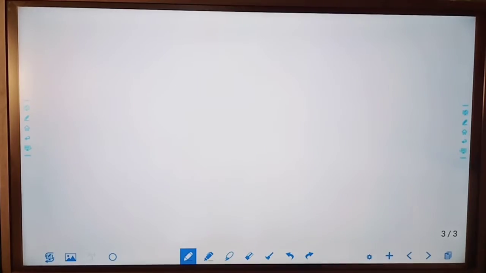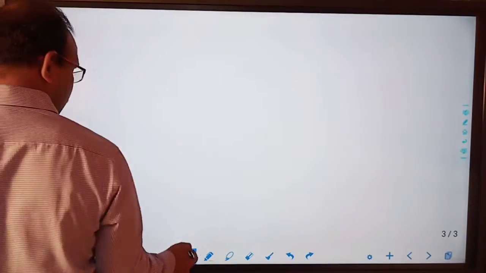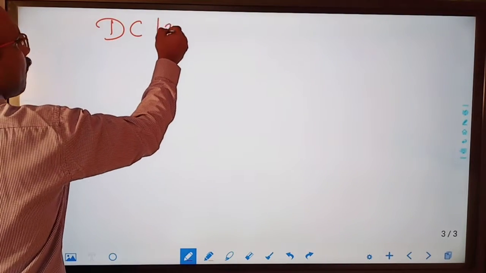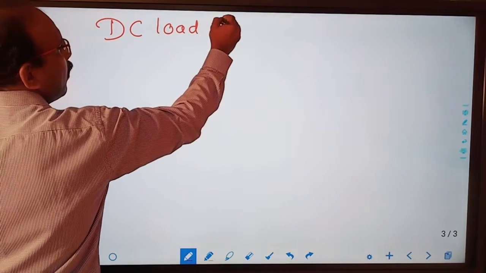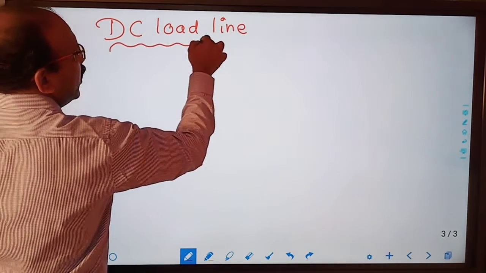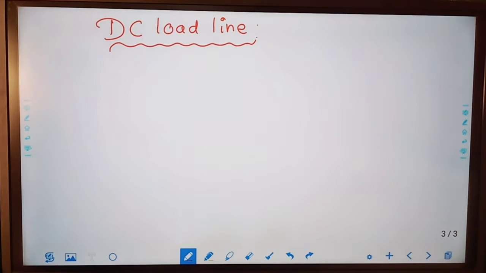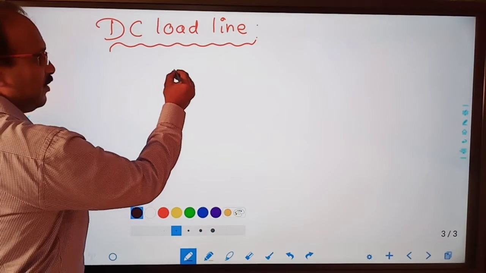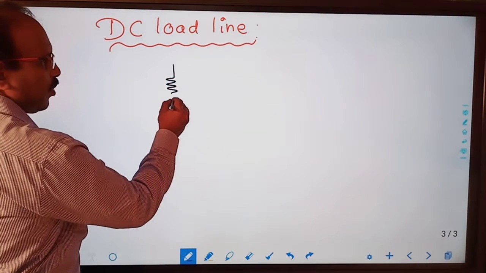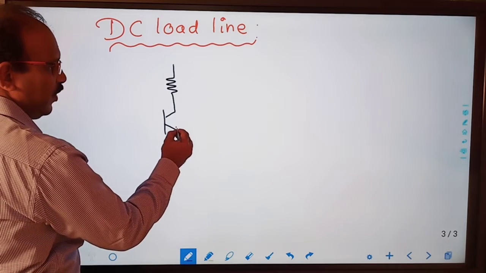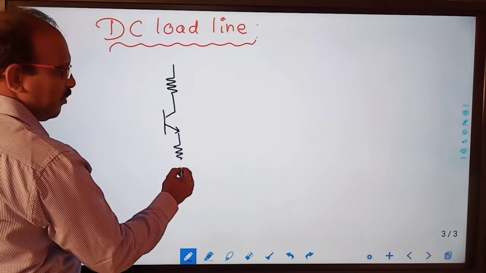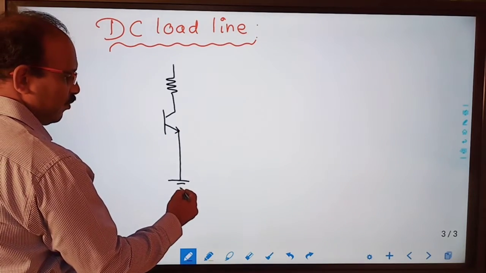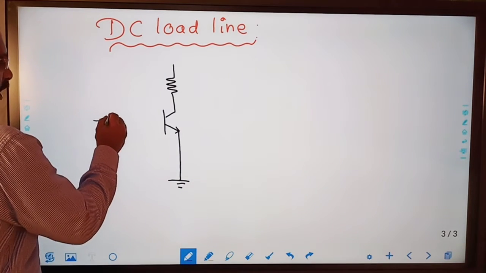Now I will cover the part called the DC load line. So the DC load line, what is that? That I will explain. First I want to explain the transistor. So I consider the transistor with the emitter resistor or without the emitter resistor. Even we can remove this and show it for simplicity. Okay.